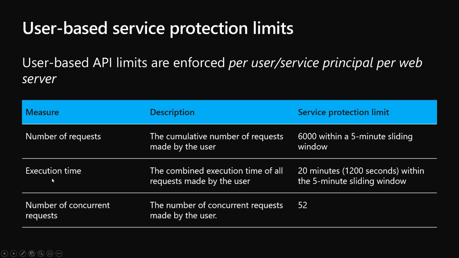The second is execution time. Each user within that 5-minute sliding window, over the last 5 minutes, would be limited to 20 minutes of total execution time of all of the requests that are being made against that environment, or the OData endpoints or custom service endpoints of that environment. And then the third category is the number of concurrent requests. You're limited to 52 concurrent requests made by that individual service principal against that environment.